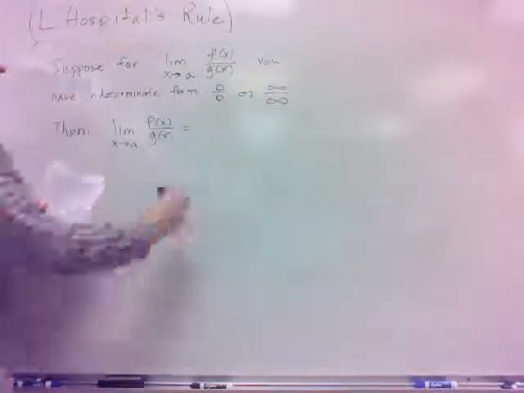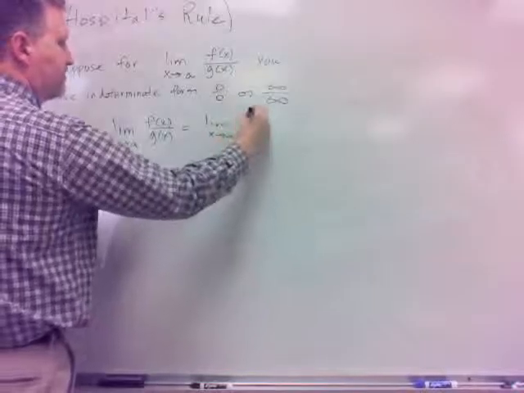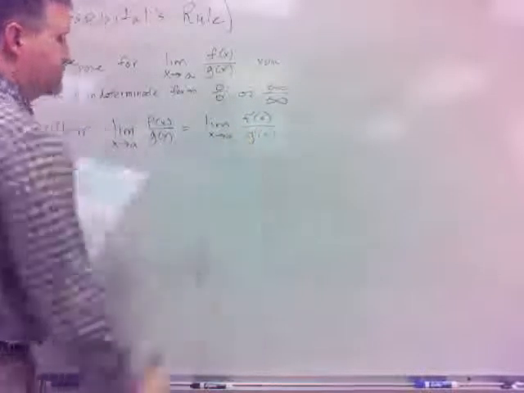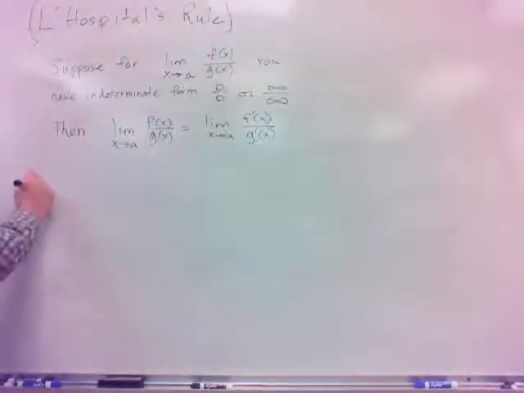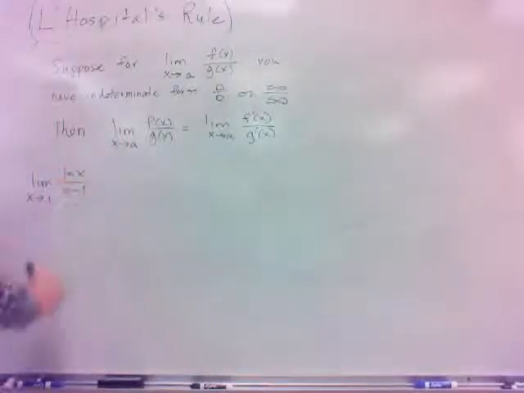The limit as x approaches a of f of x over g of x is equal to, now catch this, the limit as x approaches a of the derivative of f of x over the derivative of g of x, f prime over g prime. What this means is, let's start with the first one we had up here. The limit as x approaches 1, ln of x over x minus 1.